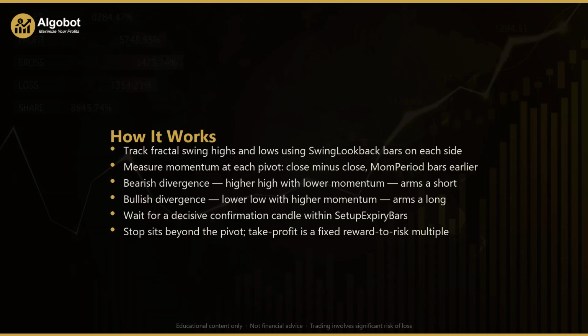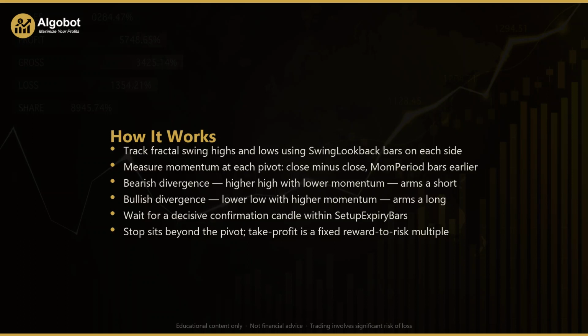Once a pivot is confirmed, the strategy measures momentum at that pivot. Momentum is the pivot's closing price minus the closing price a set number of bars earlier, and that lookback is the MomPeriod parameter, which defaults to 14. It then stores that pivot's price and its momentum so it can compare against the next pivot of the same type. Here's where divergence comes in.